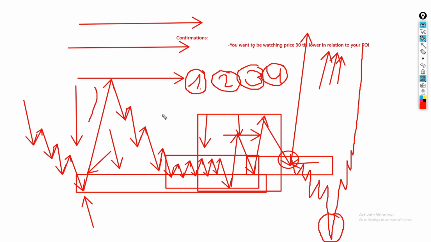So with all that explanation out of the way, we're actually going to be diving into different methods that you can use to confirm your point of interest, and we're going to be doing that very slowly and potentially taking a look into the charts so that you can see them in action.